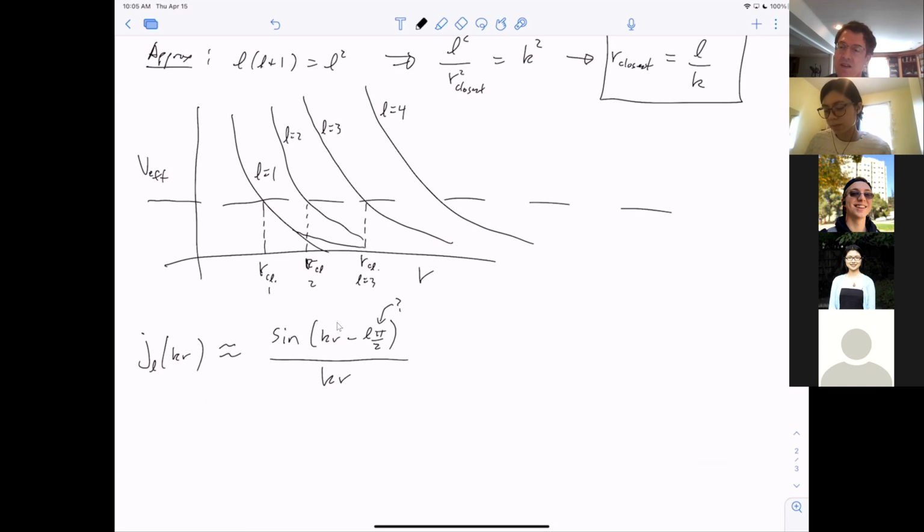I'm asking you a question now. That is shifting the sine function in a direction. What direction?